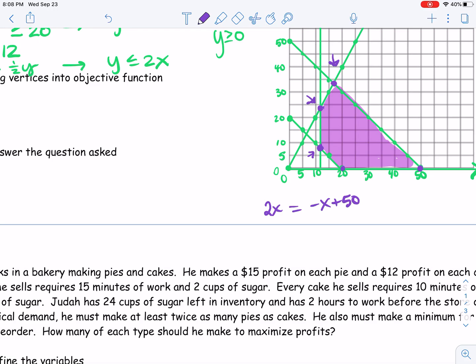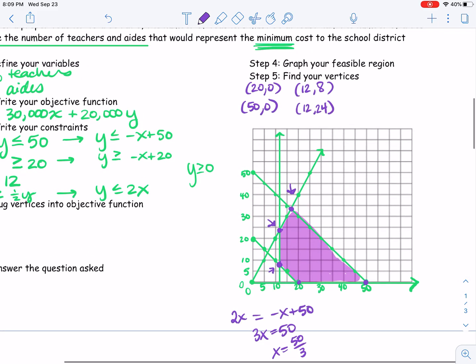So solving for x, I could add my x over. I'd get 3x equaling 50. Dividing by 3, I get 50 over 3. So my x value for that point is going to be 50 over 3 comma something.